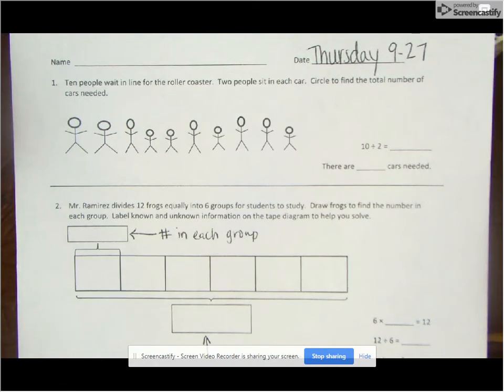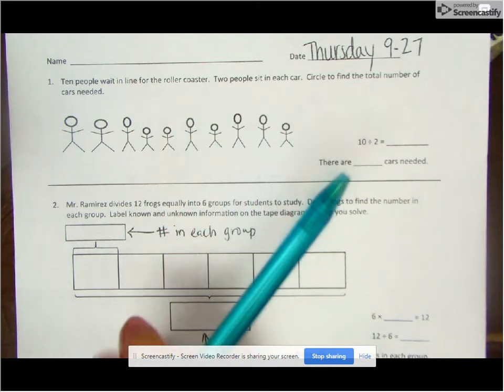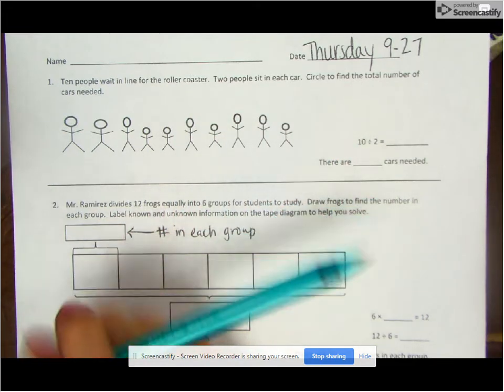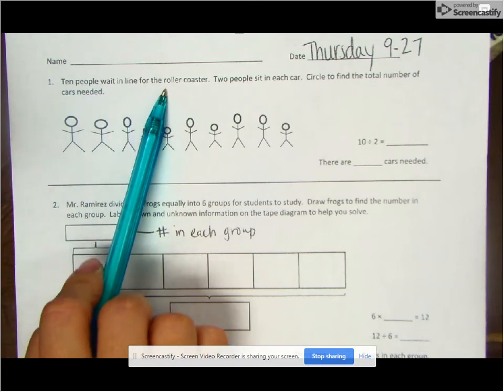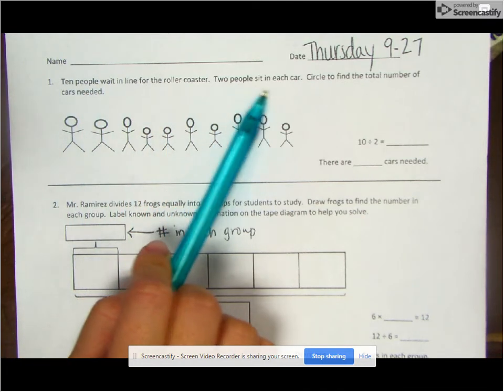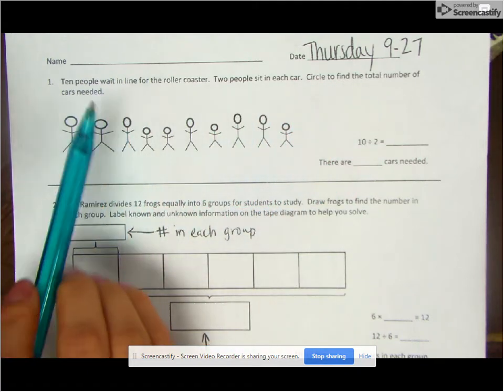Okay, we're going to go over the homework for tonight just to give you a good idea of the different ways they're supposed to solve these problems. The first one is: 10 people wait in line for the roller coaster. 2 people sit in each car. Circle to find the total number of cars needed.